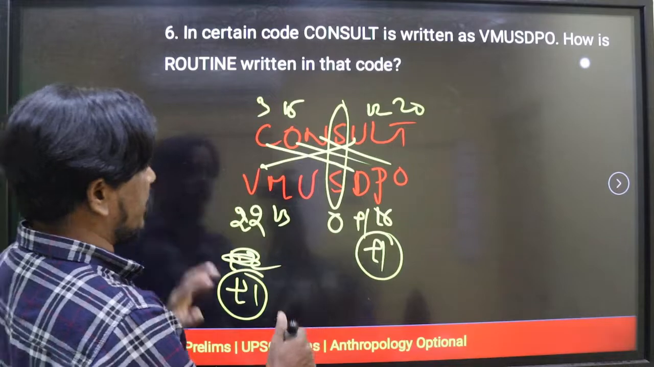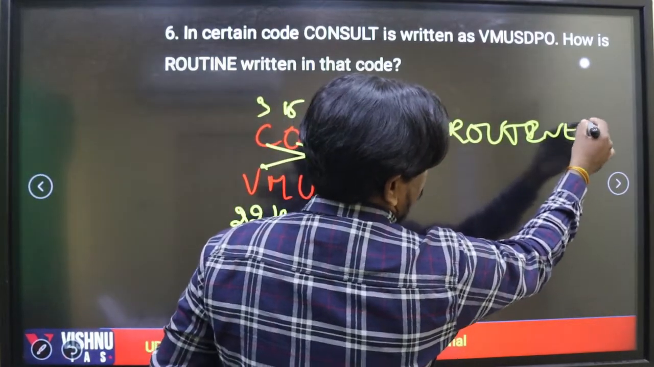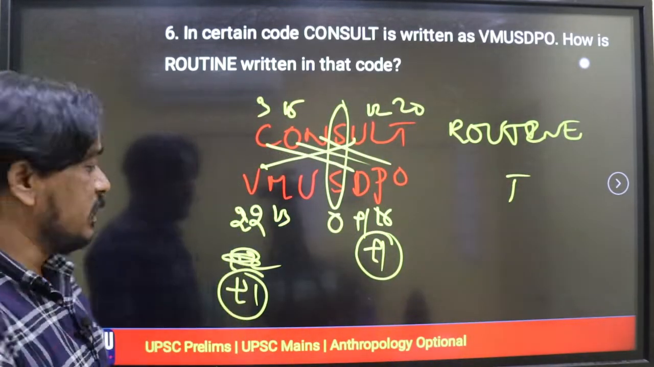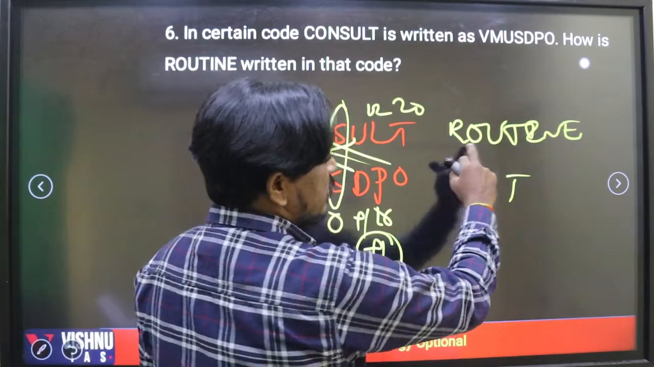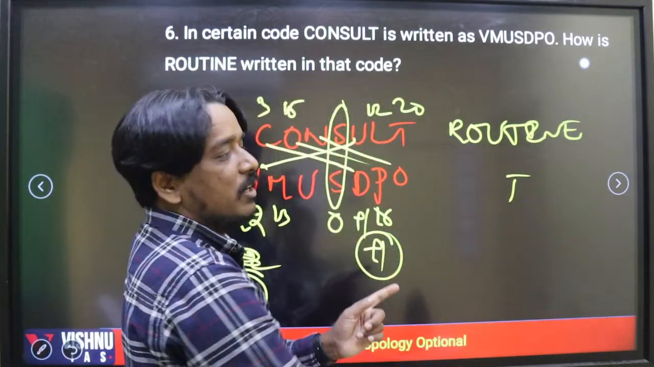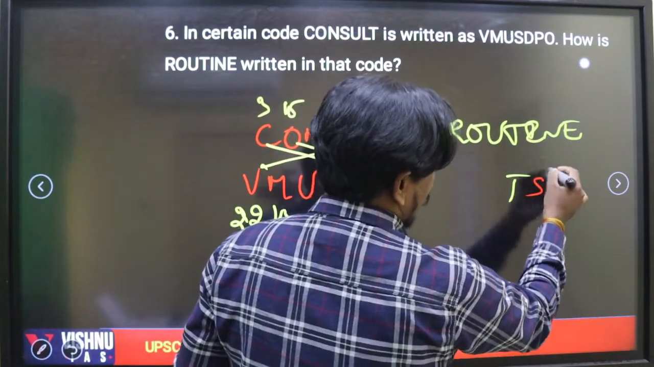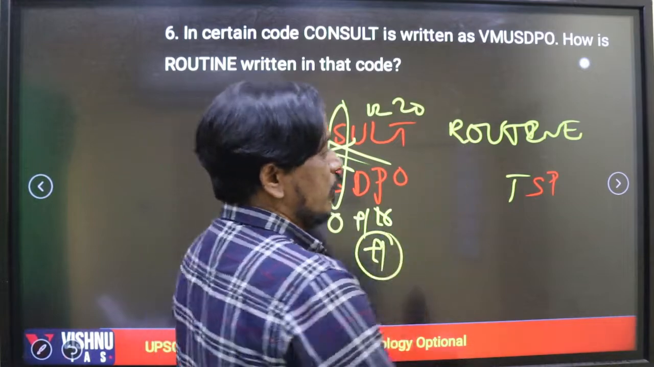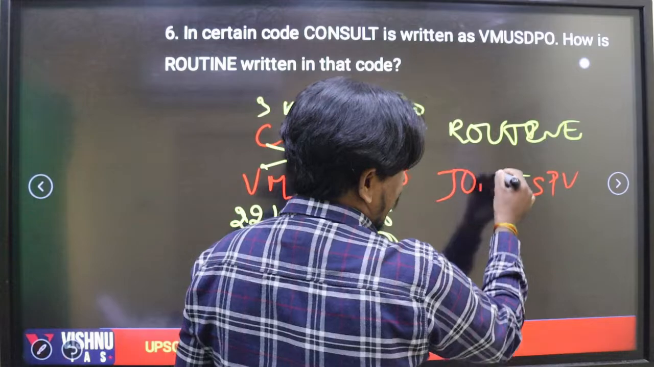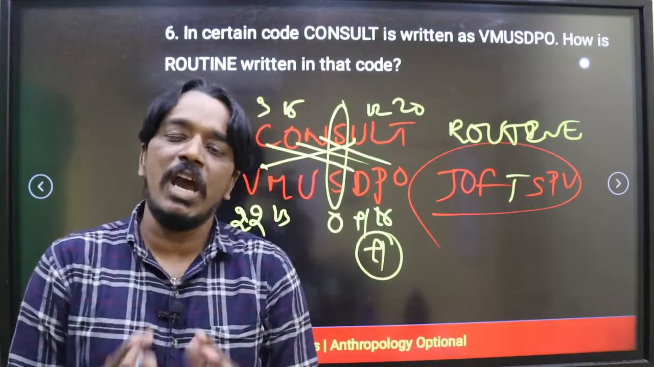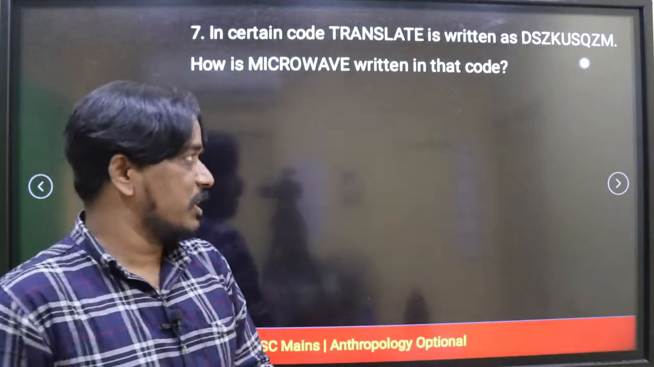Same logic if you apply for Routine, what happens? T must be in the same place. T is not changing according to the logic. If T is not changing, what do we have to do? This first half we are writing on this side with +1 logic. So R 18 +1, yes. O 15 +1, 16. Next to U, V, you will get I, J, N, O, E, F. Like this you will get the logic. Simple. We have to understand patterns in coding, decoding. Coding, decoding is a very basic type of question in reasoning.